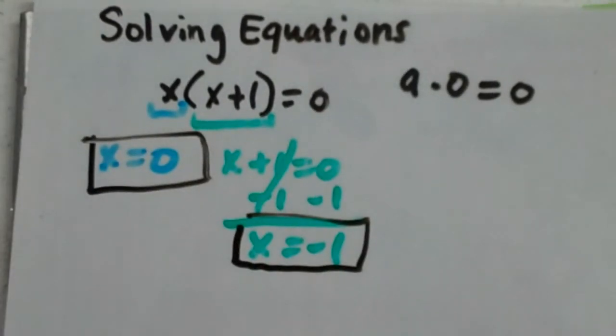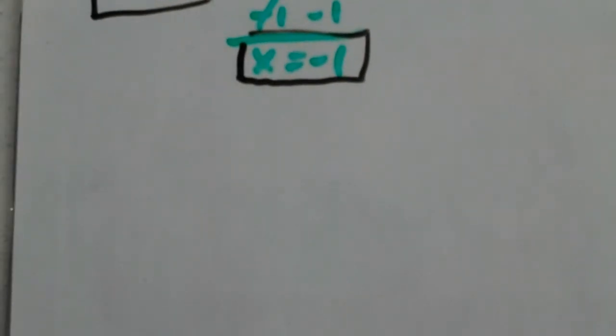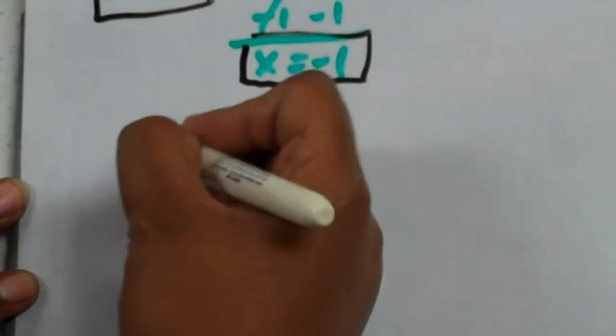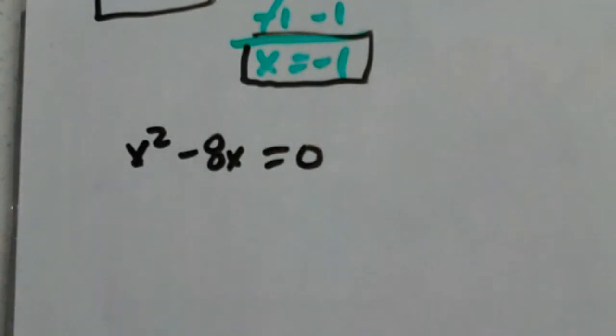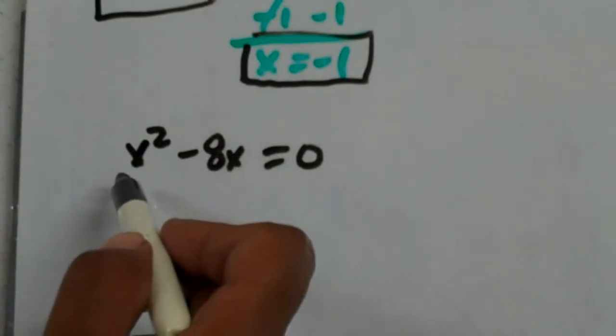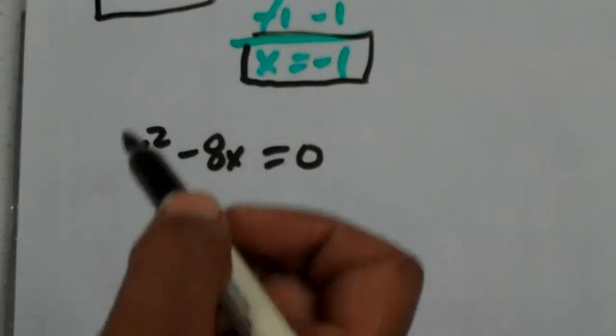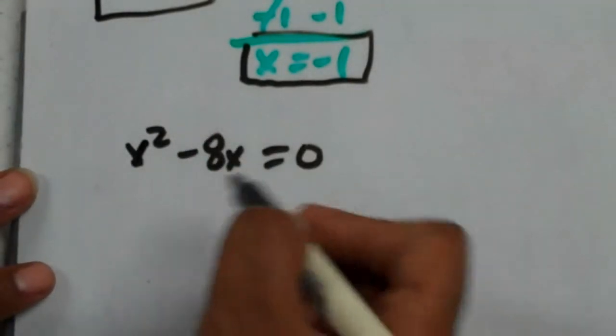So let's try another one, maybe one that's not factored already. So let's say we have x squared minus 8x is equal to 0. Well, how do we figure out what the answer should be? For what values of x is going to make this equation true? Well, first let's factor it out and separate it into two products, because right now what we have are two terms which aren't being multiplied at all. So what we want to do is turn it into two products.